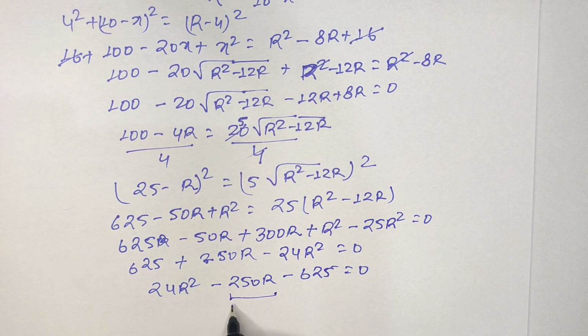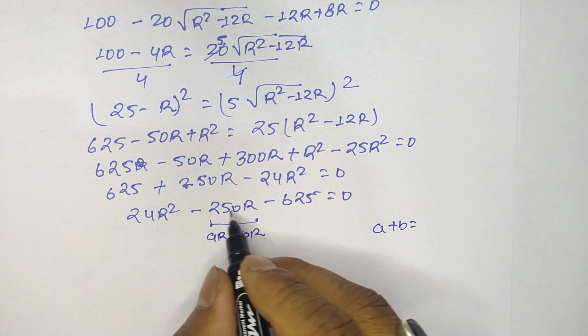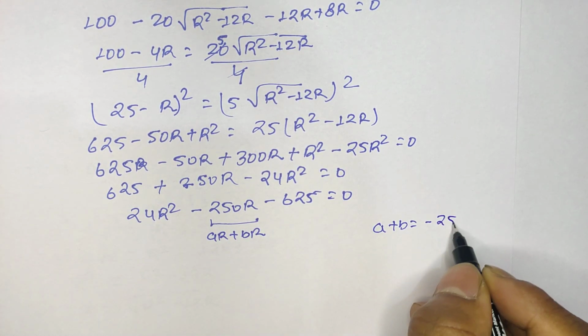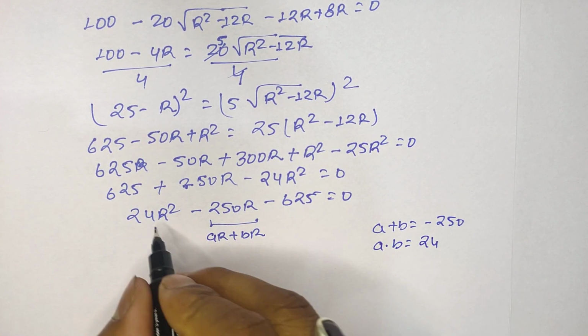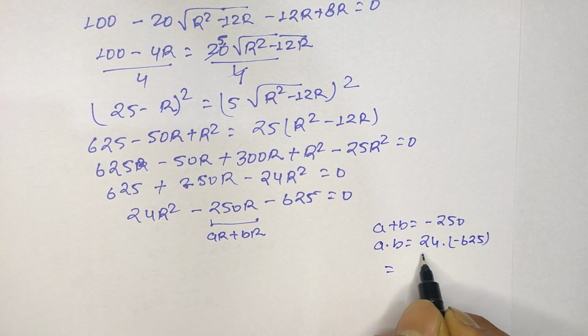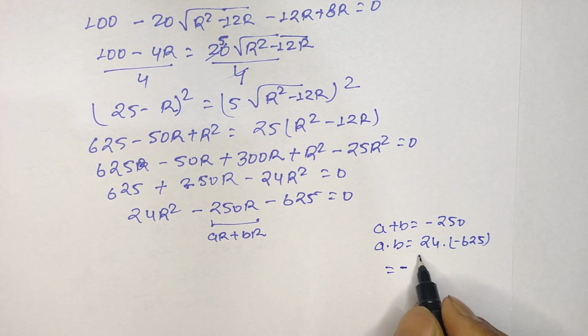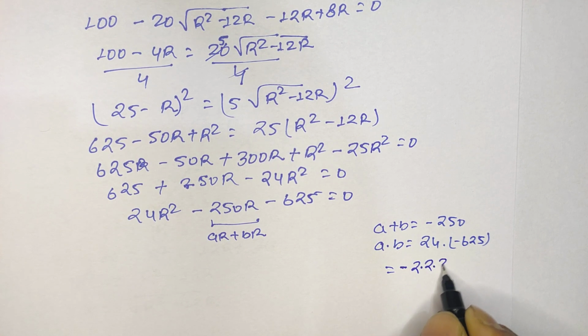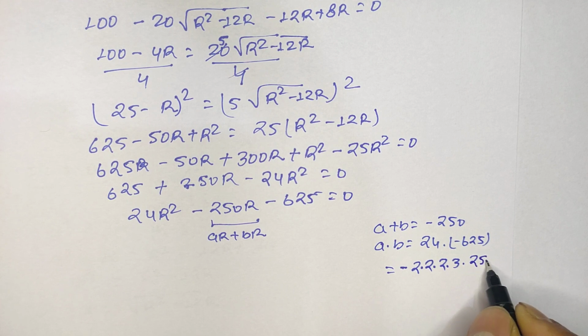Here we can say that this one is in the form of ar plus br, such that the sum of a plus b must be equal to minus 250, and the product of a times b must be equal to 24 times minus 625. So 24 can be written as 2 times 2 is 4, times 2, times 3, it is 24, and 625 is the square of 25 times 25.